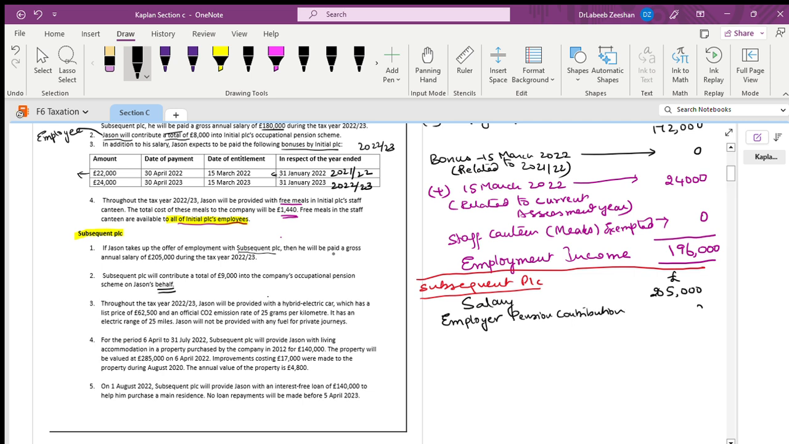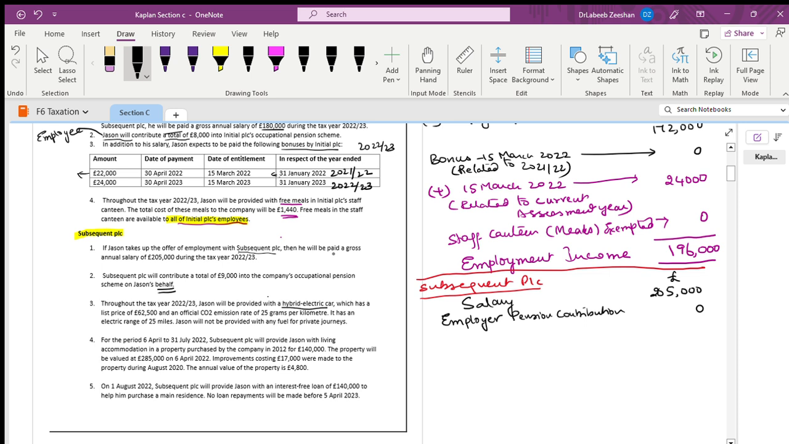Employer pension contribution is how much? 0. It's not a half mark, it is almost 1 mark. It is the rule. This is the law. That's why it is that important. Whether they mention it or not, make it a point that you have to write like that. Now, throughout the tax year, they have provided a hybrid electric car.